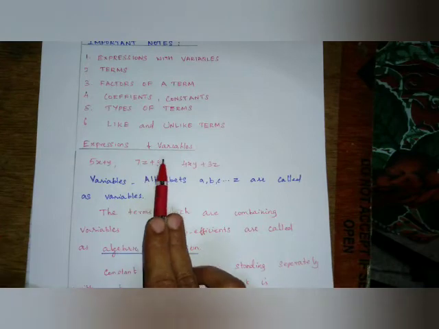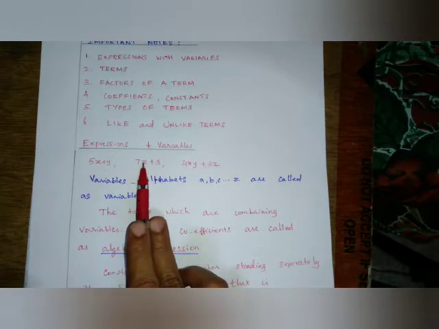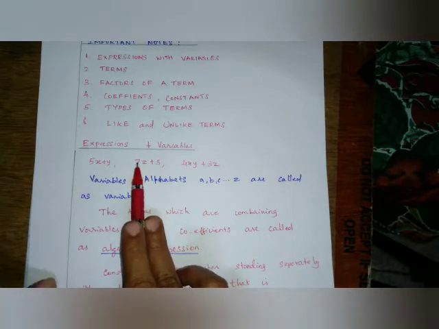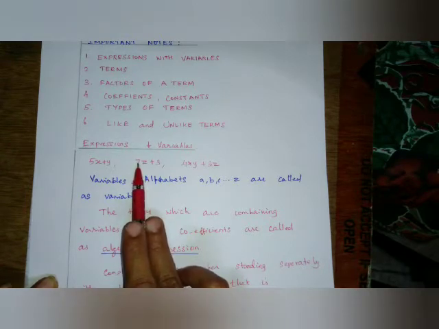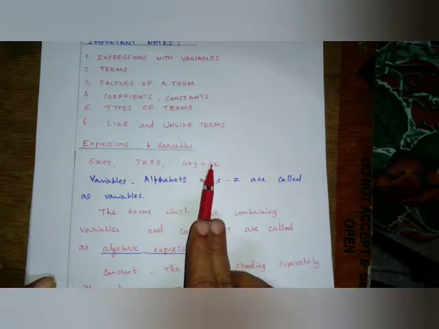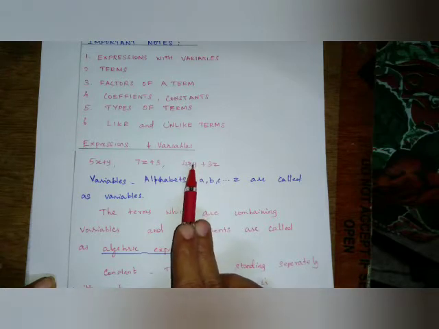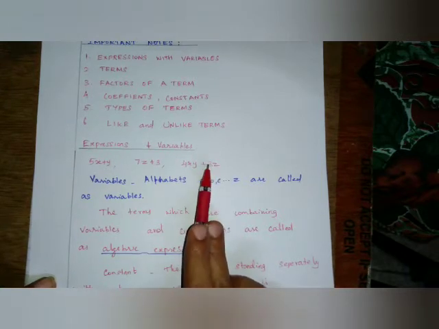Same in this term 7z plus 3: 7 into z, we have the number 7 multiplying the variable z. 7 is called a coefficient. And here 4 into xy plus 3 into z: 4 into xy, so 4 is the coefficient of xy and 3 is the coefficient of z. The number before the variable is called the coefficient.